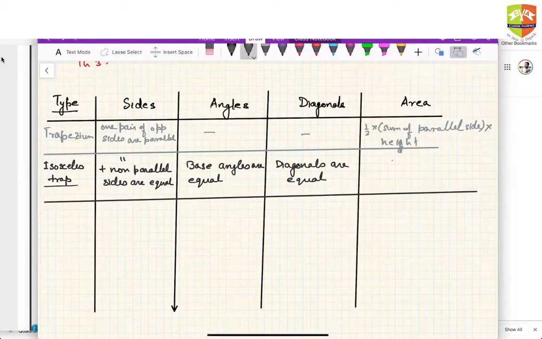What is an isosceles trapezium? If you see, this is an isosceles trapezium where this side is equal to this side. Okay, this side is equal to this side. These are parallel lines and this angle will be equal to this angle. Isosceles trapezium.